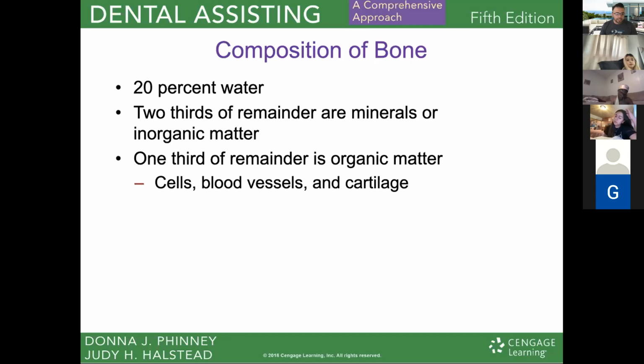Bones are composed of connective tissue called osseous tissue, deposits of mineral salts, along with organic materials such as cells, blood vessels, and cartilage comprise the bone, which is surprisingly about 20% water. So a lot of our body is made up of water, and bones are no different.